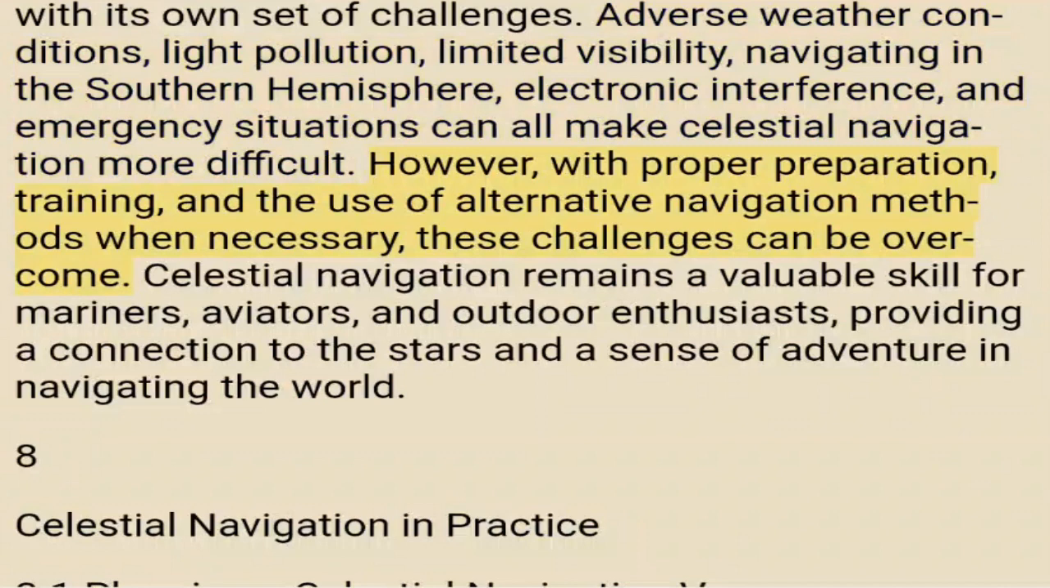can be overcome. Celestial navigation remains a valuable skill for mariners, aviators, and outdoor enthusiasts, providing a connection to the stars and a sense of adventure in navigating the world. 8. Celestial navigation in practice.